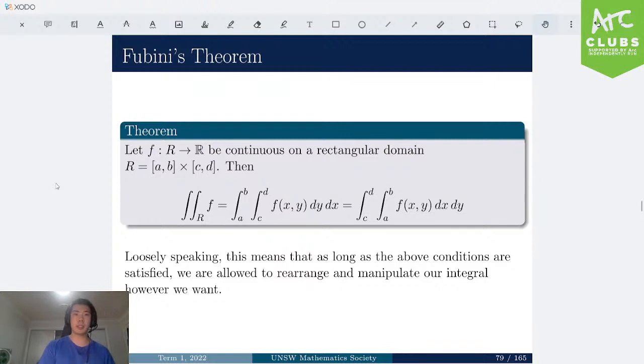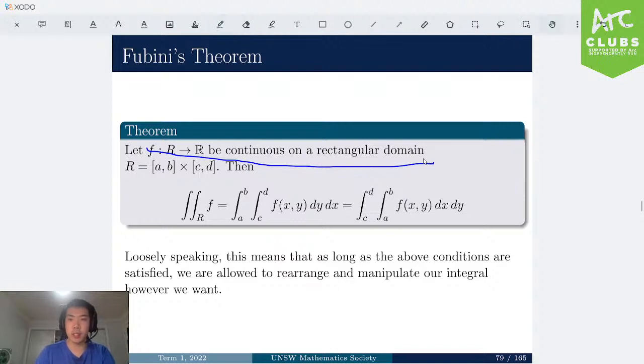Fubini's theorem says that if f is continuous on a rectangular domain, then we can rearrange the integral, right? So loosely speaking, it's just saying as long as this condition here is satisfied, then we can just manipulate and rearrange the integral however we want. Okay.